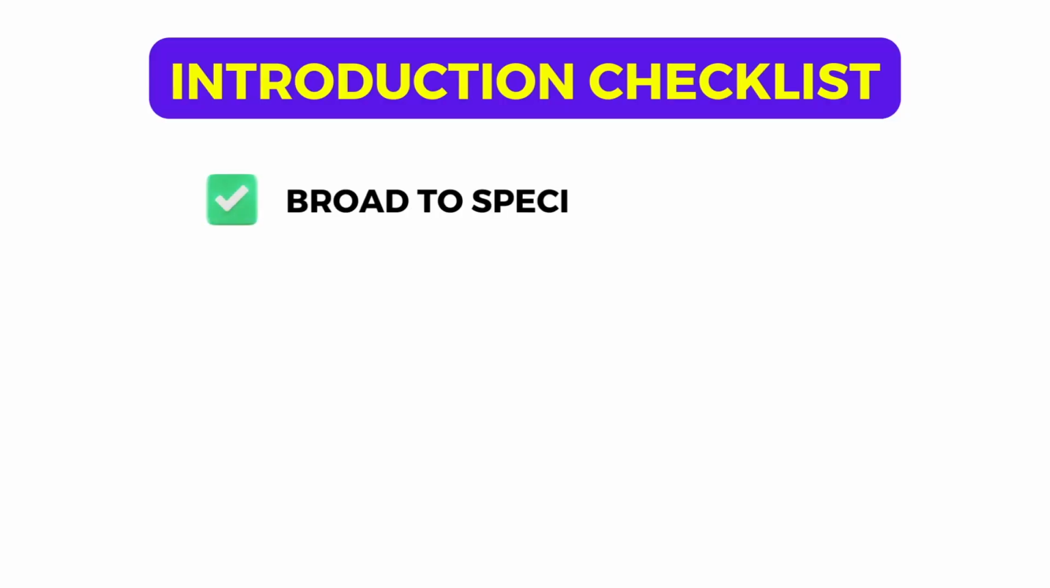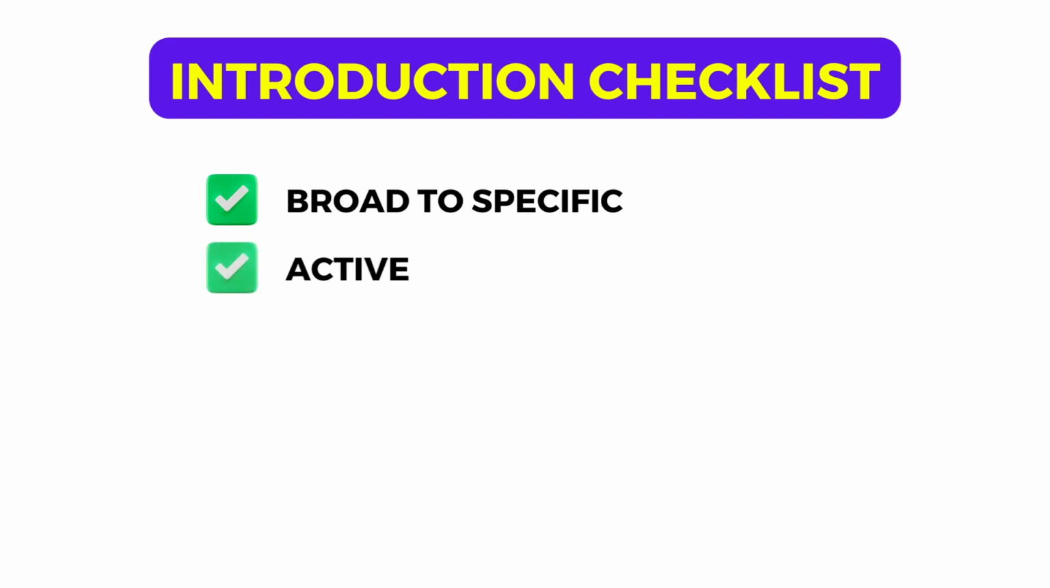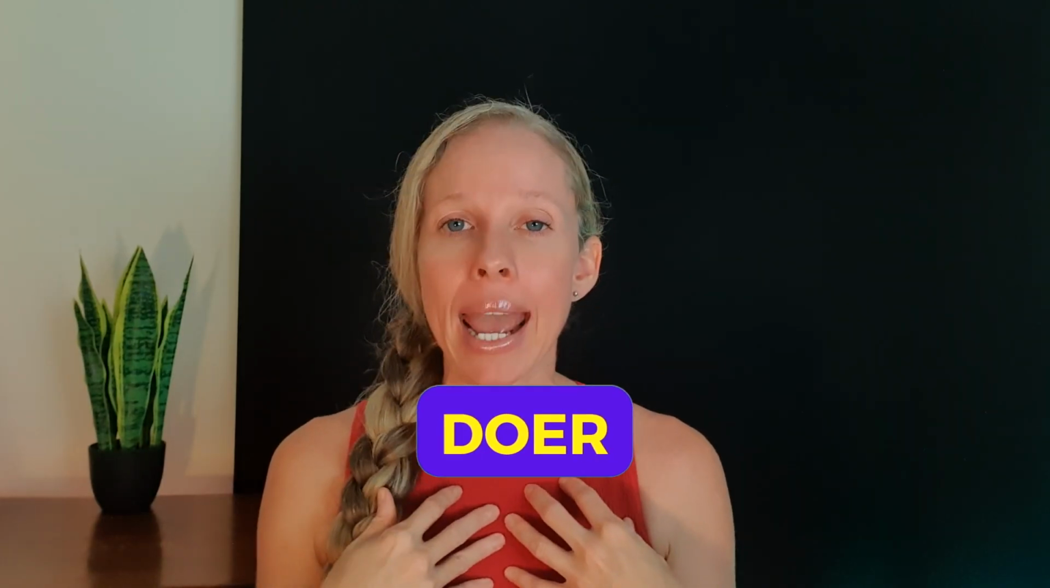Okay, let's go through that checklist now. We need to make sure that our introduction flows from broad to specific. First of all, we're writing about our research area as a whole before we move on to talking about the knowledge gap and then the specifics of our study. We want to make sure that we use active voice throughout the introduction. Active voice means our sentences put the emphasis on the doer and not the process.